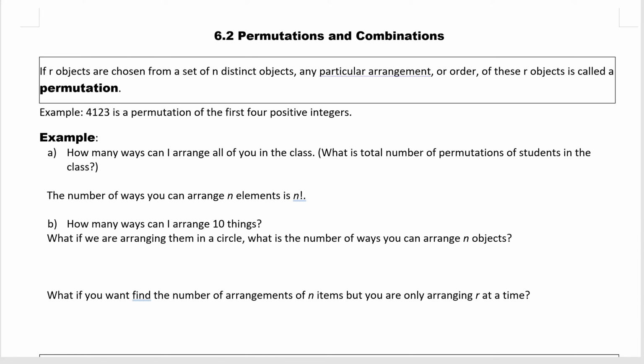Hi everyone. Today let's talk about session 6.2, Permutations and Combinations.